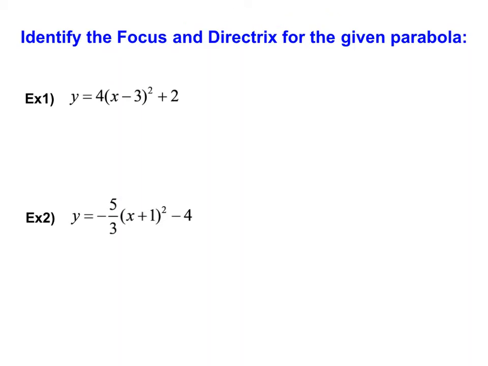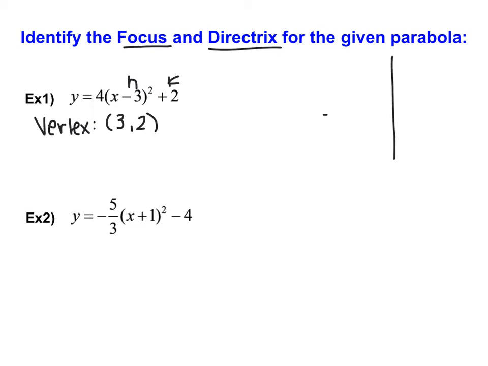So in these two examples, we're going to identify the focus and the directrix for the given parabola. Here we can see in our examples that we are no longer centered at 0, 0. So the first thing we need to do is identify our vertex, which is going to be at the opposite of h, comma, k. So here we have the opposite of negative 3, which is 3, comma, k is 2. If I draw a picture over here of what's going on, we have a vertex at 1, 2, 3, 1, 2. So this is our vertex here at 3, comma, 2.